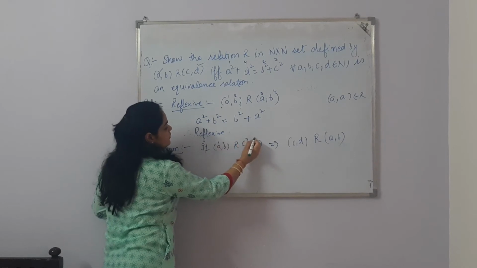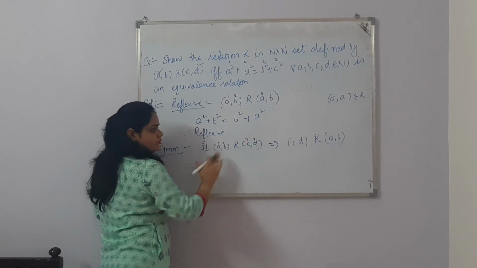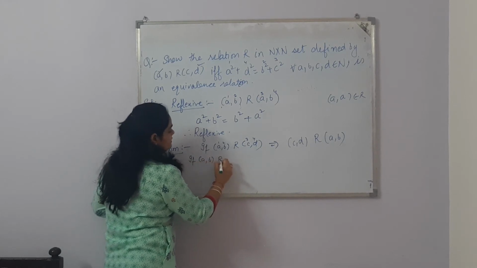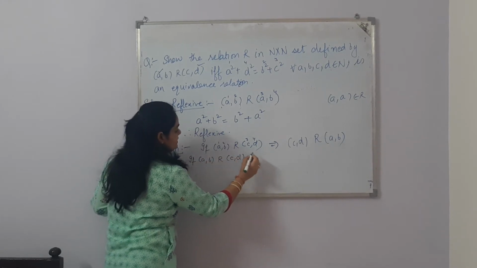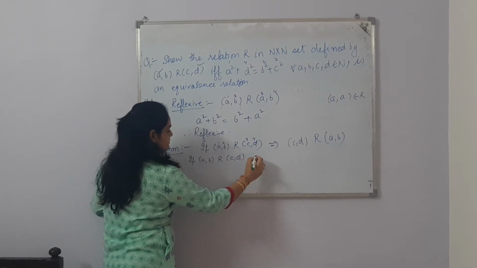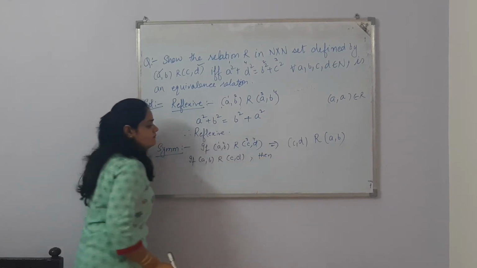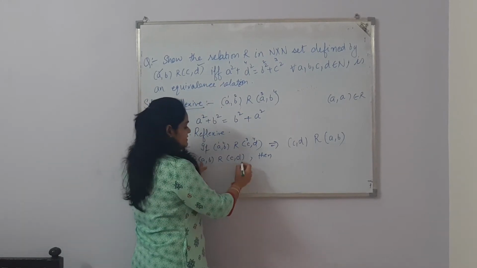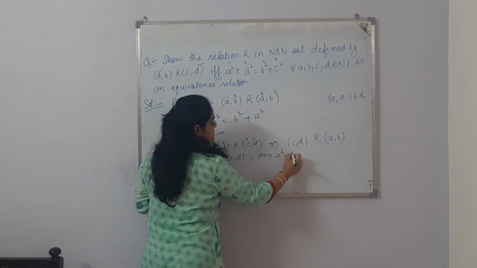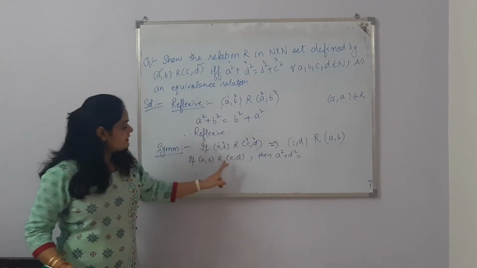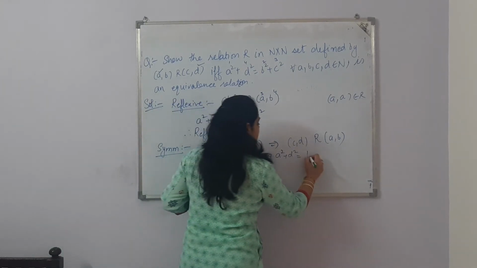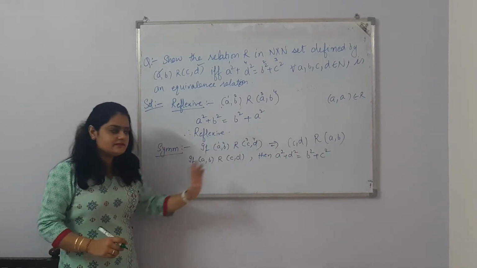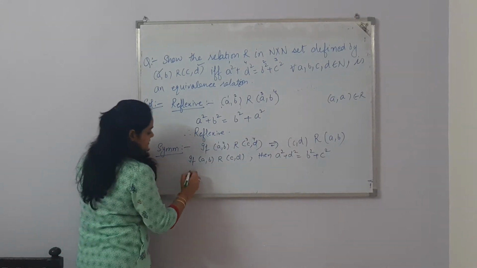1, 2, 3, 4. If AB is related to CD, what is the relation then? The relation is first and fourth, a square plus b square, and second and third, b square plus c square. This is the relation if AB is related with CD.